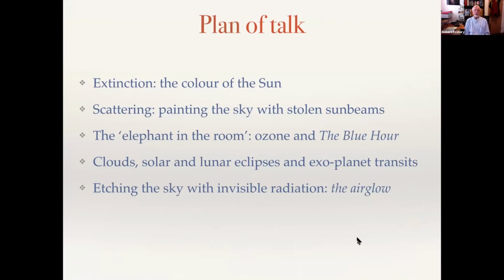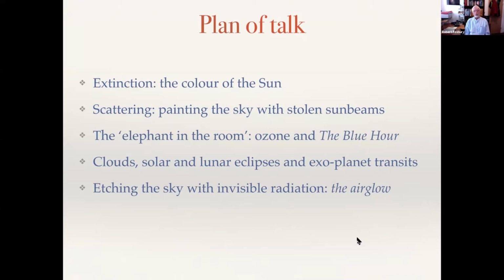There's some of this talk which is critical for understanding what's going on. The first two items, the extinction, the color of the sun as it shines through the atmosphere, is crucial to understand. The scattering of the sunlight by the molecules and particulate matter in the sky is what actually paints the sky with the stolen sunbeams. That's where you get all the twilight colors from. I shall really try and explain that clearly so you understand that.